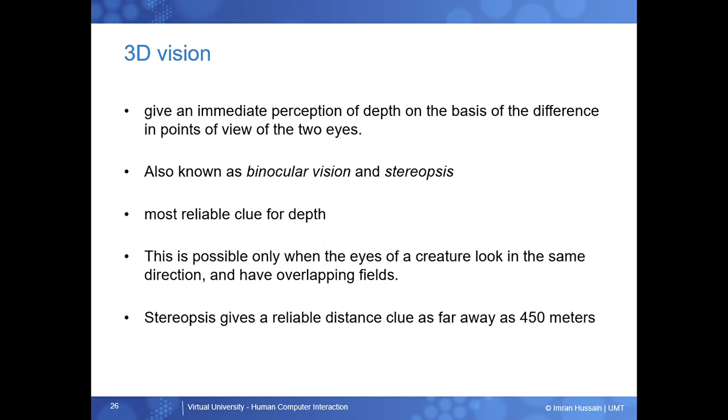Okay. So we have 3D vision. 3D vision gives an immediate perception of depth on the basis of the difference in point of view of the two eyes, also known as binocular vision and stereopsis. It's the most reliable clue for depth.